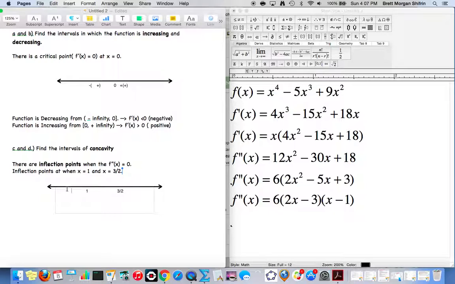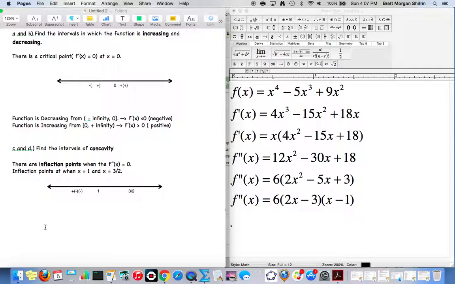So if I look over here, let's pick a number to the left of 1, such as 0, and 6 is always positive, so I have a positive. Put 0 in here and I get a negative. Put 0 in here and I get a negative. So I know that this whole area is positive. So if it's positive, it's concave up.